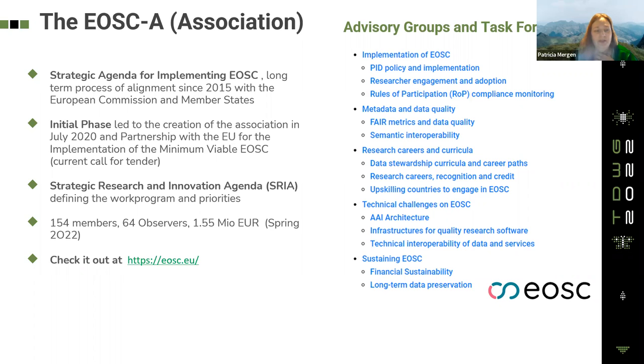And now the EOSC Association, up and running, is working on the strategic research and innovation agenda, the SRIA, defining the work program and the priorities for the next steps of EOSC. Currently, they have 145 voting members and 64 observers, and with a membership fee as of spring 2022, this represents 1.55 million in membership fees to the association. You can check out their website.